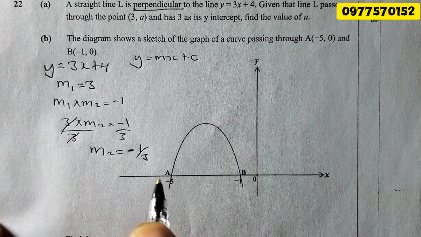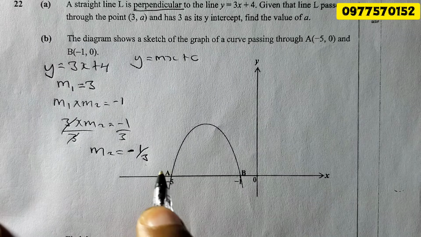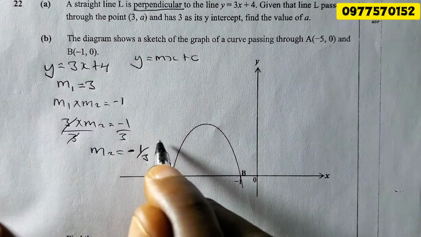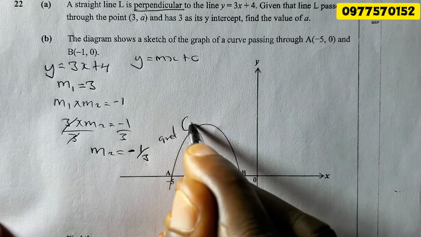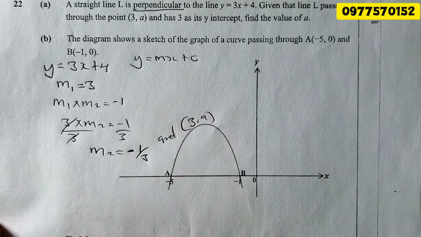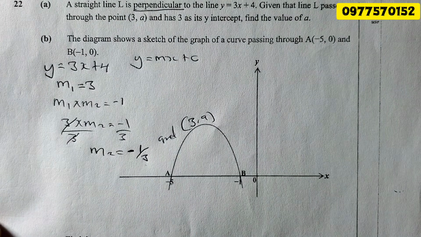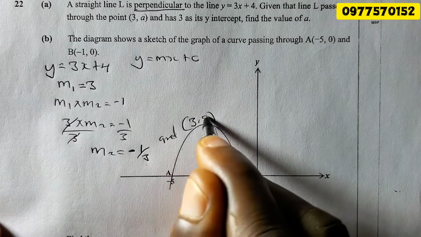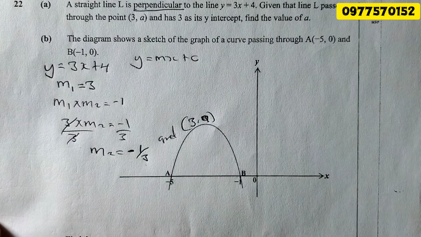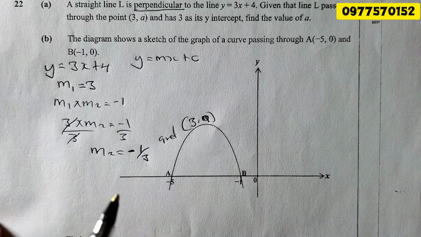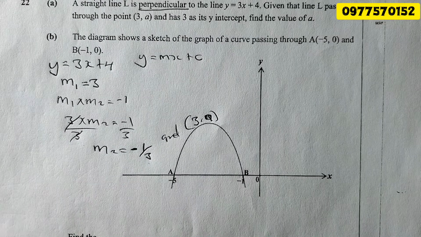Now you should ask yourself, do you have a point? Yes, we have the point here, which is (3, A). Now, we're not asked to find the equation of the line. We are asked to find the value of A. So this is exactly what we're going to do.